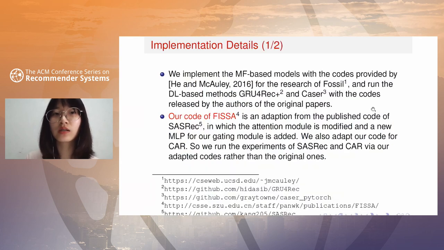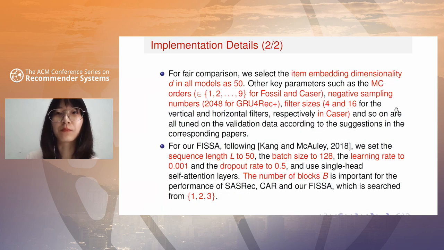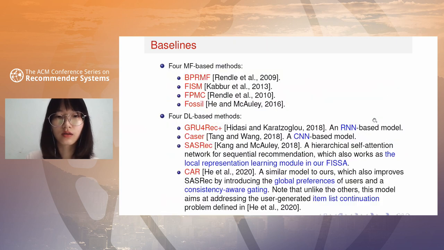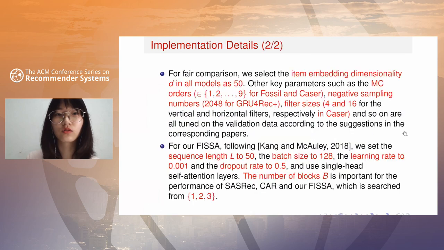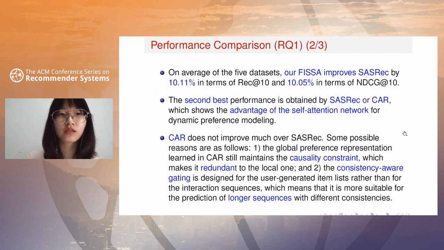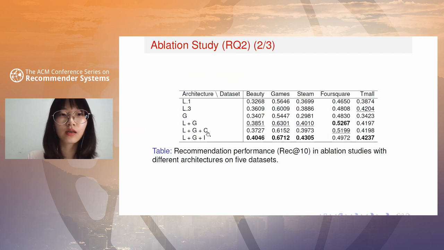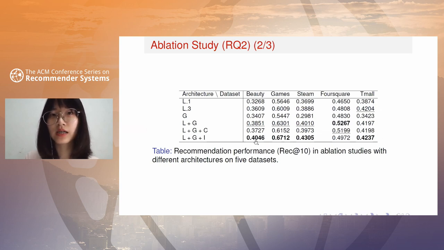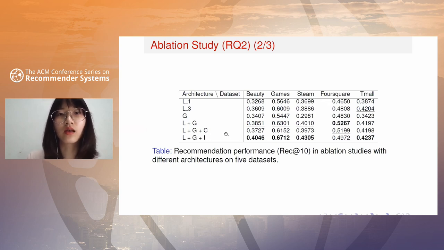So we compare it, and we pick up the consistency aware gating and carried out some ablation study here. The C here means the consistency aware gating we picked up from CAR, and we show some results here. We can see that our item similarity gating is better than the consistency aware gating.